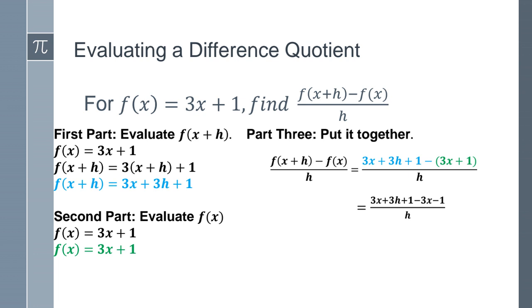Sorry, I'm not able to write. It's okay. So we have, there we go, it's on the animation. So we have a 3x and a minus 3x. We have a positive 1 and we have a negative 1. So what's that going to leave us? It's going to leave us just with a 3h over h. So again, what is h divided by h? That's 1. So our final answer is going to be 3.